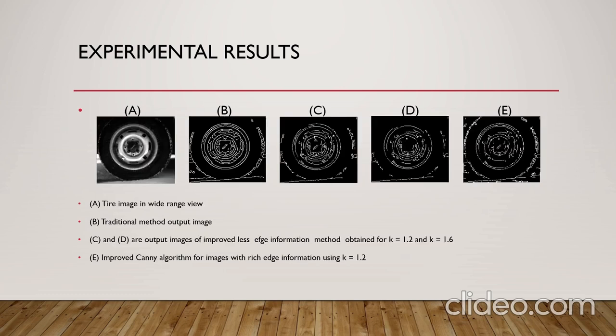These are the experimental results for a rich edge information image. The first one is the tire image in a wide range view, and the second one is the edge information obtained through the traditional Canny edge approach, where C and D are the edge information obtained through the threshold selection of the less edge information method, which are not good. And the final one is the edge information obtained through the threshold selection of the rich edge information method.